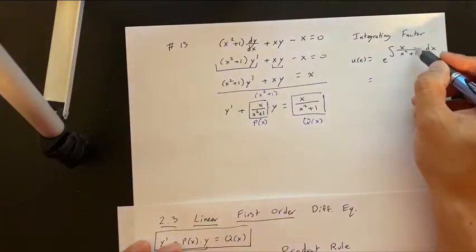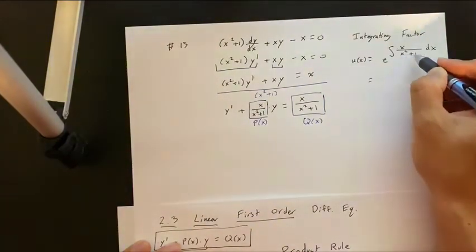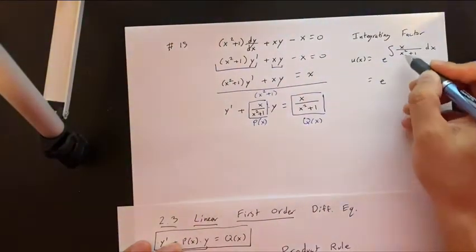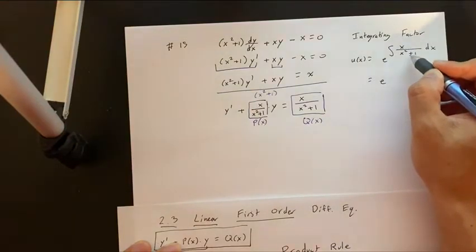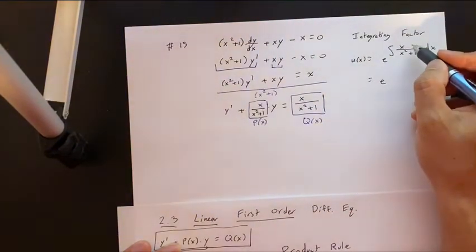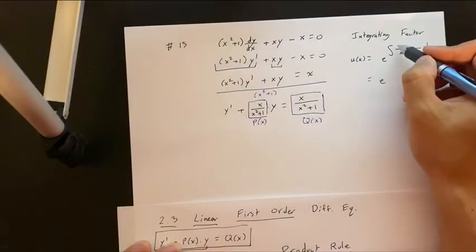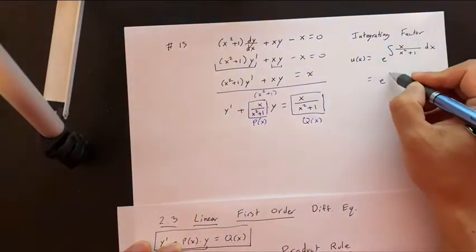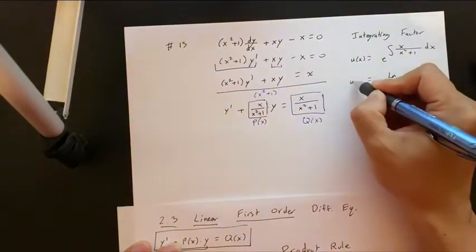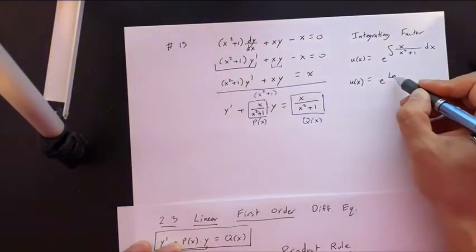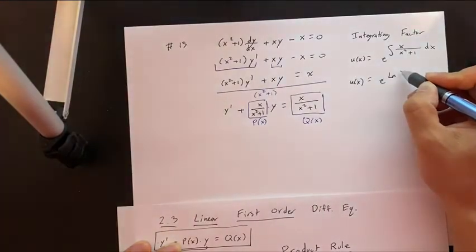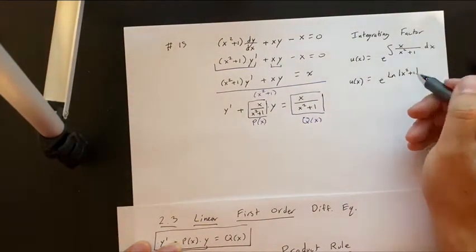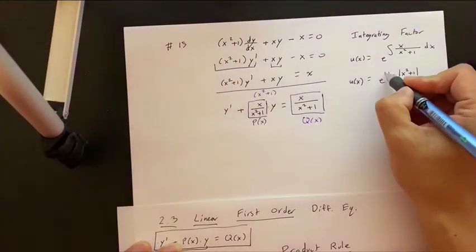Well, there's a chain rule here. If I do a u sub for the bottom, I get du on top. So you can easily see that there's a relation between the bottom and the top. The top is the derivative of the bottom, except there's a 1/2. So this should give me the natural log. u of x is equal to e to the natural log of x squared plus 1. But here I'm missing a 1/2 in front.